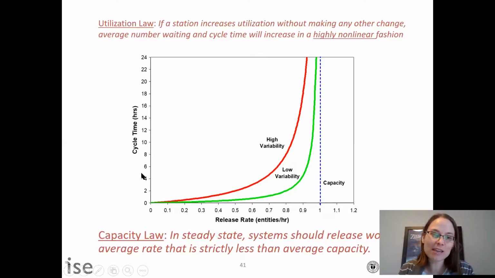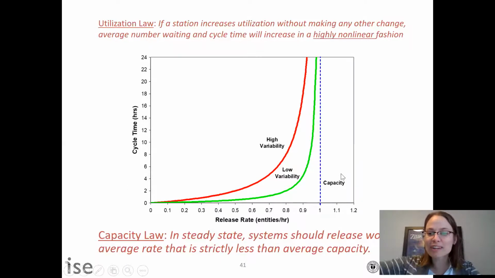And so what does that mean? If you say, okay, I want an average cycle time of at most 4 hours, if I have high variability, I have to have a 70% utilization of my resources. But if I have lower variability, I can get almost to 90%. And so 90% utilization is better from a cost perspective, and you have the same service level.